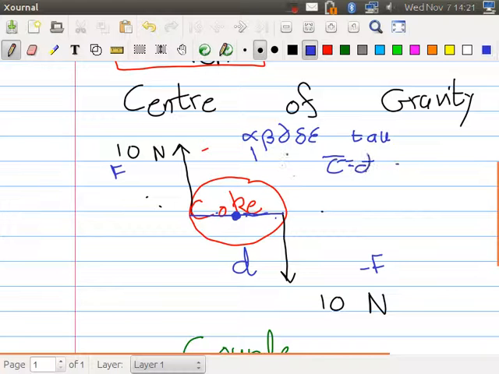D over 2. And what's the force? F. In this case it's 10. Now this one here, clockwise or anti-clockwise? Clockwise. So what's the sign? Minus. D over 2, minus. So these are both minus.